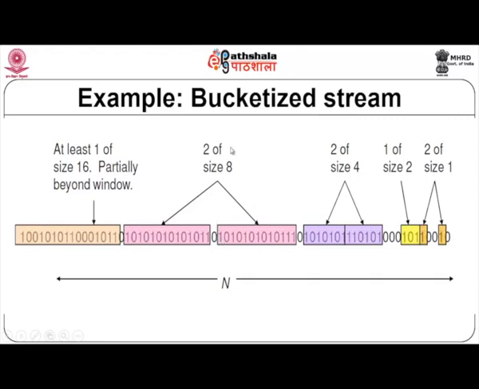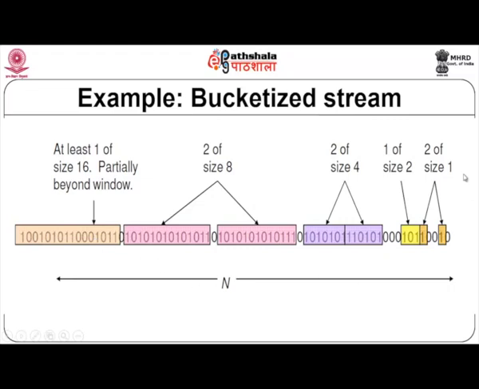Then you can come up with 2 buckets of size 8. The 8 over here indicates the number of ones in these buckets, and at last, that is in the oldest data, you will find a window, but this window is going to be partial. The reason is we may not know what is in the past, that is after this window. So, we will have at least one window whose size is 16, indicating 16 ones in the last bucket.